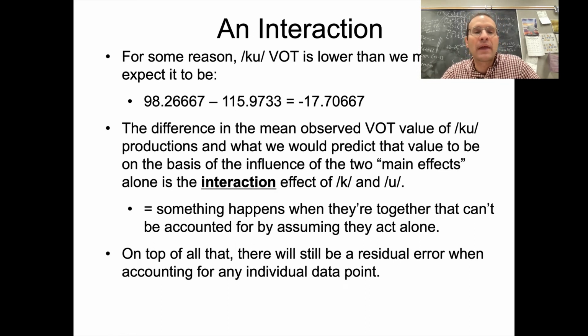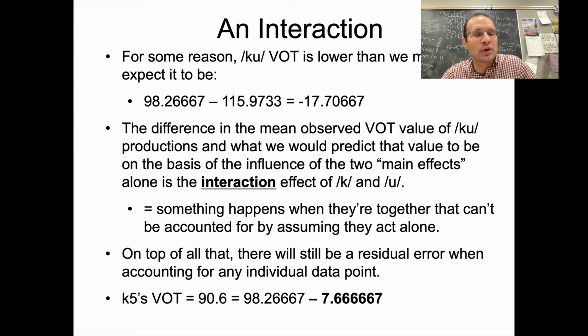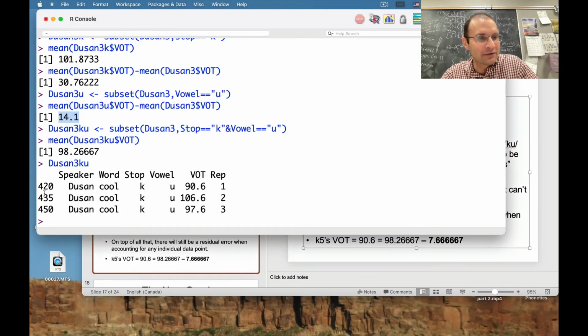And then on top of all that, of course, there's still going to be a residual error when accounting for any individual data point. We've seen that in this sort of combination of three here. They're not all equal to 98.26667. There's a little bit of variance in there as well.